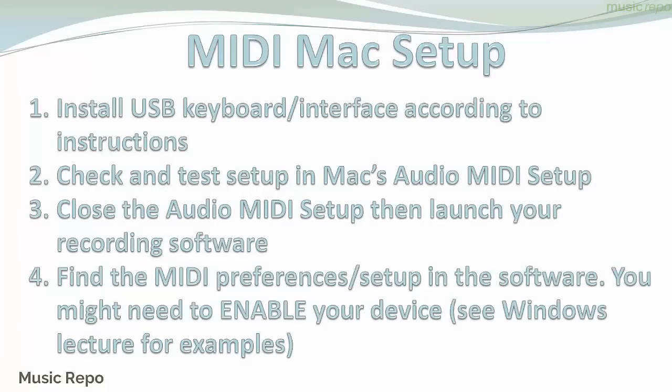So to summarise the MIDI setup on the Mac, first of all, install your USB MIDI keyboard or USB MIDI interface according to the instructions. Then you can check and test the setup in Mac's Audio MIDI Setup, which you'll find in the Launchpad. Make sure that you close this software down before you launch your recording software so that you don't keep hearing the test beeps in your software when you're recording and wonder where they're from.